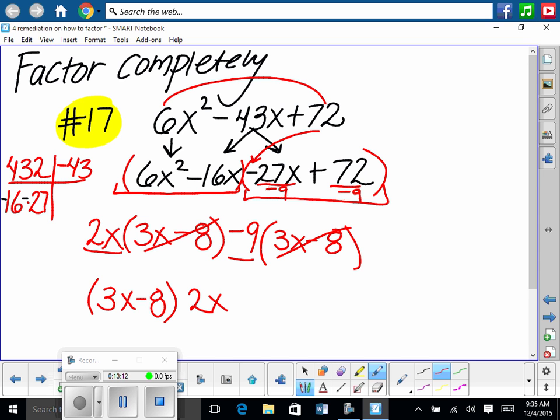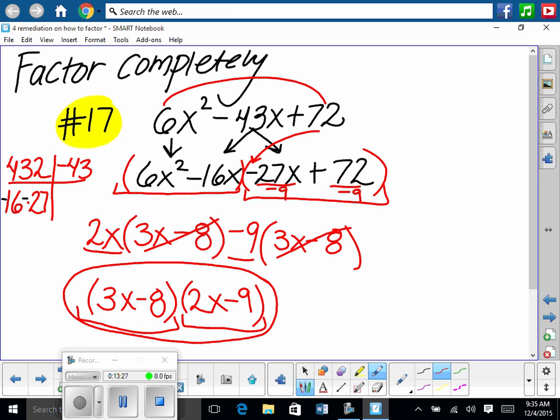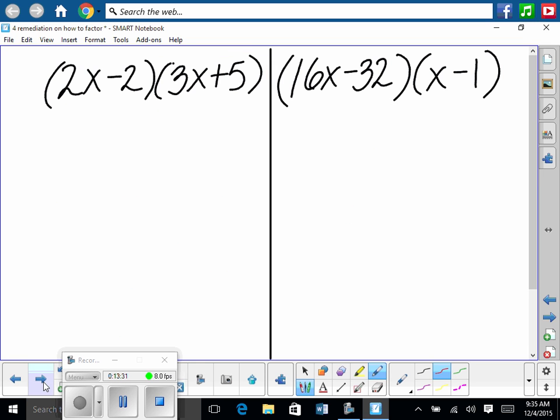Now, you would check to make sure you factored it completely, meaning in each linear factor, is there anything more I could pull out? And no. 3x minus 8, nothing more pulls out. And 2x minus 9, nothing more pulls out. Is everybody good with that? We're all okay? Okay.